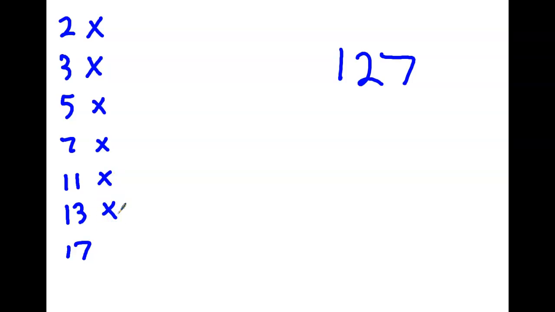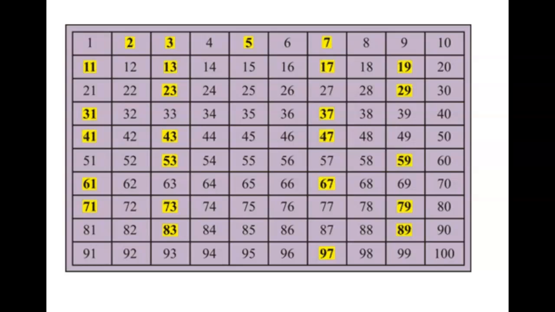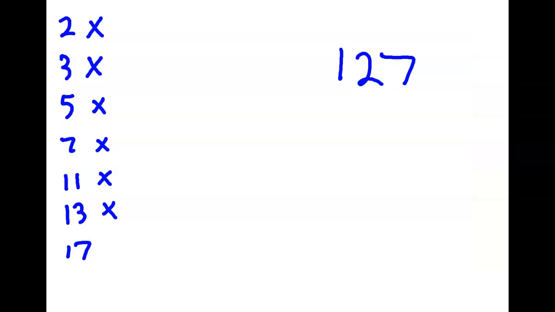Well, here's the interesting question. How far should I keep going? I can look at this list of prime numbers and check 2, 3, 5, 7, 11, 13, 17, 19, 23. When do I quit? When do I get to say, okay, look, it's prime? Well, there's an interesting way to look at this.